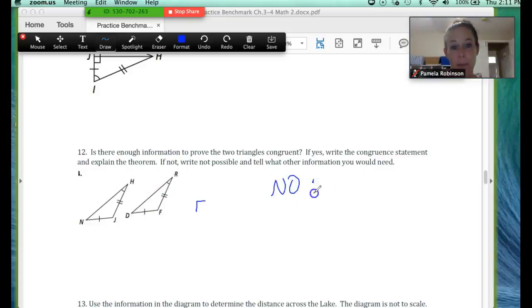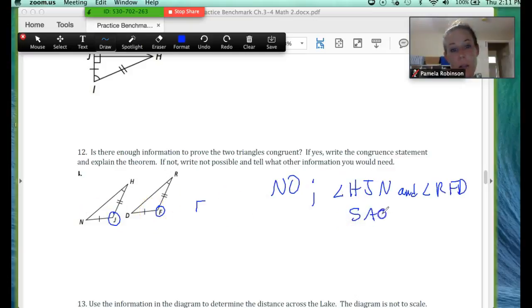We have angle, side, side, and it's not a right angle. It's not hypotenuse leg. So what other information could we use to prove congruence? Well, if we had this angle here, that would be great because then we'd have side, angle, side. How about if we had angle HJN and angle RFD? If we had those, then we can prove congruence by side, angle, side.